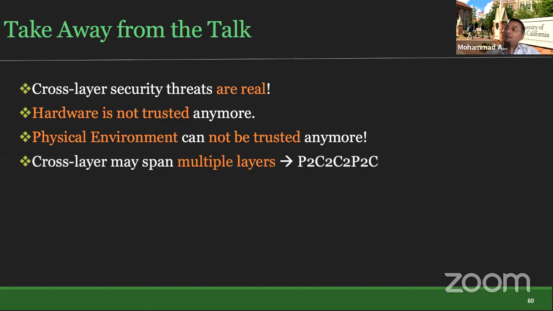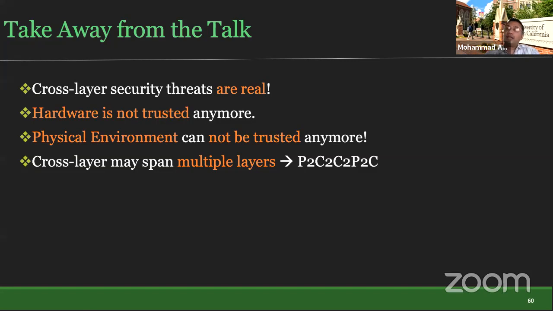And I tried to motivate that the cross-layer attack is not only P2C that goes from physical to cyber. It can be a chain, like physical to cyber. It can go through many layers of cyber and eventually attack into physical, or even end up in cyber. So the future is really exciting from a research point of view. From a practical point of view, definitely the future is something to be seriously taken care of.